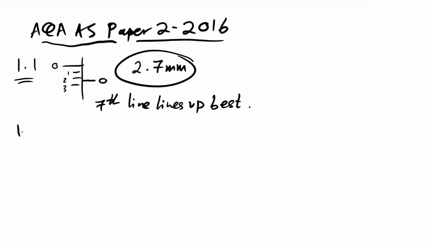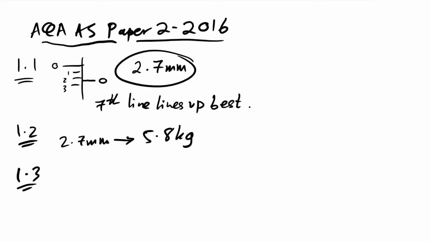And which line lines up the best? I'm going to say it's the 7th line. Therefore it's going to be 2.7 millimeters. If you don't know how to read a vernier scale, then have a look at my Young's modulus video. 1.2, we're being asked to find out what the mass is. So an extension of 2.7 millimeters corresponds to a mass of 5.8 kilograms according to the graph.